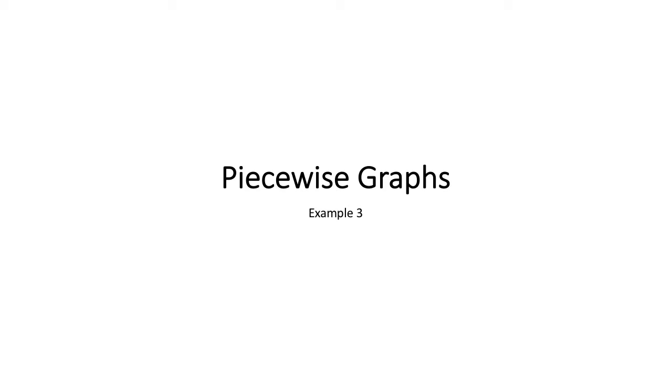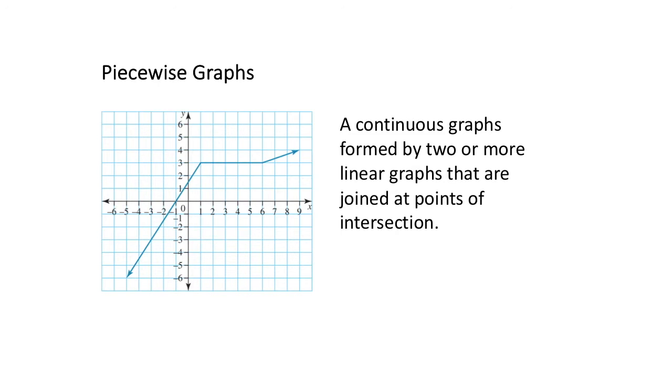This video is going to have a look at how to reconstruct a piecewise graph that consists of three separate equations. A piecewise graph is a continuous graph that is formed by two or more linear graphs or linear lines that are joined by points of intersection. So let's have a look at an example of how to construct a piecewise graph.